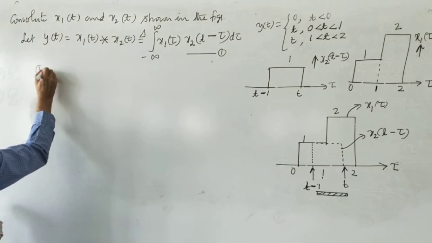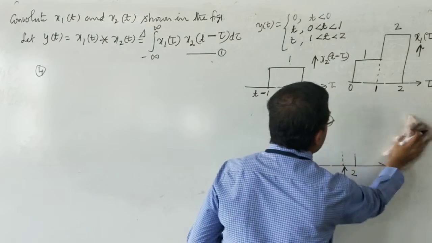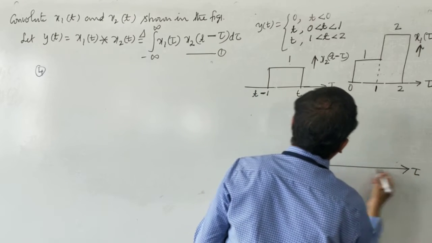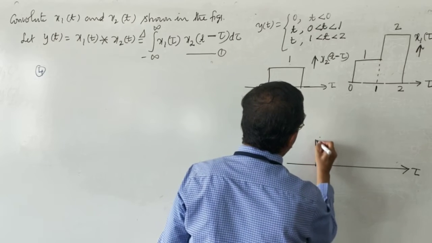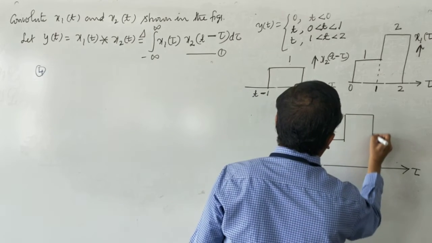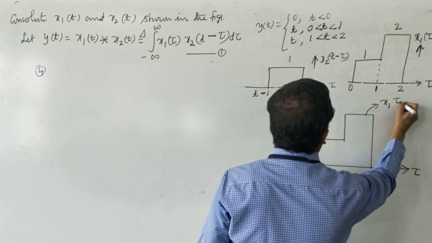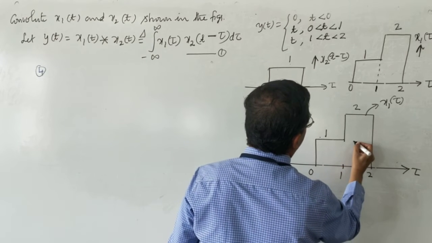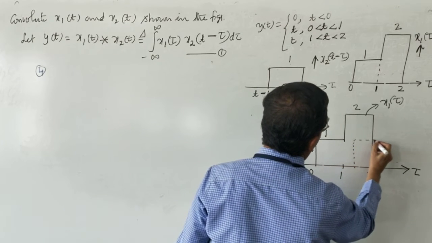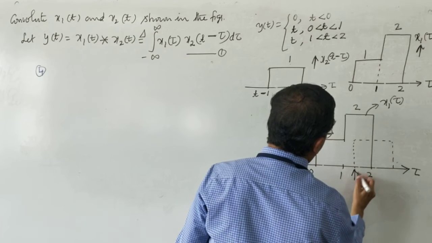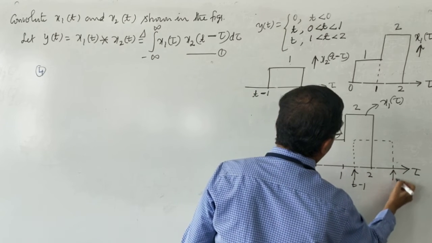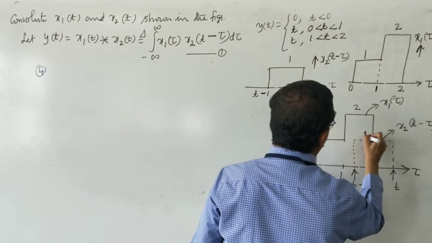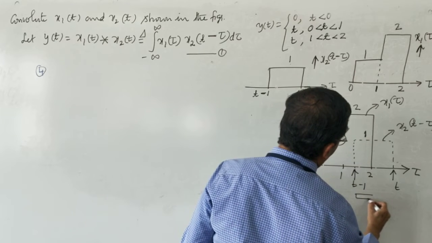Next, case number 4. This thick line figure is x1 of tau. This amplitude is 1, this amplitude is 2, 0, this is 1, 2. Now this is the dotted figure which represents x2 of t minus tau. This edge is at t minus 1, this edge is at t. This is the sketch of x2 of t minus tau. Amplitude is 1. Now overlap is from t minus 1 to 2.